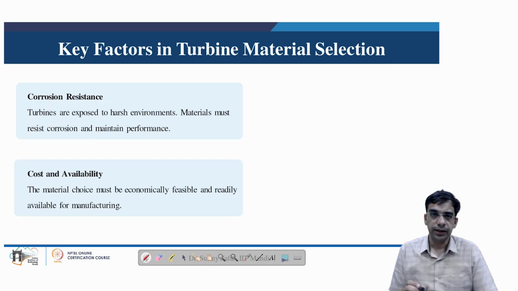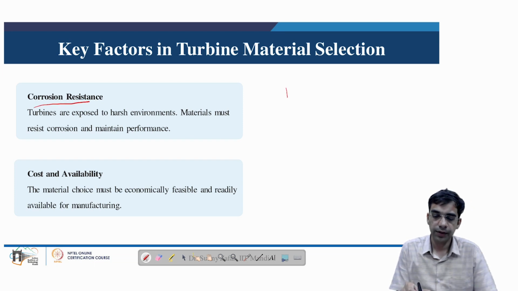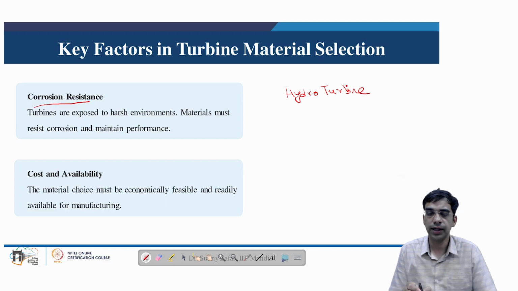The next important criterion for material selection in turbines is corrosion resistance. This is especially important with hydro turbines. Hydro turbines, as we now know, are turbines which utilize flowing water as the working fluid, and the kinetic energy of the flowing water is converted into work done, and this work done is converted into electricity with the help of generators. So hydro turbines are constantly exposed to flowing water.